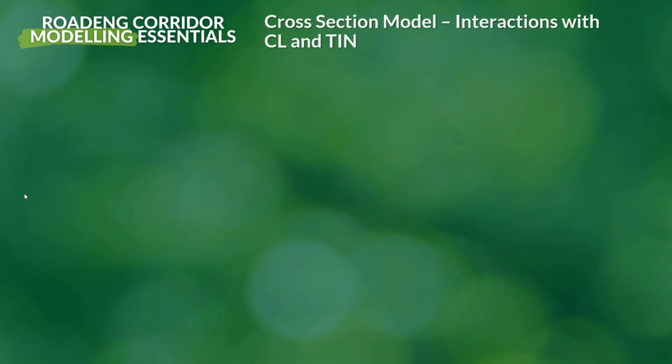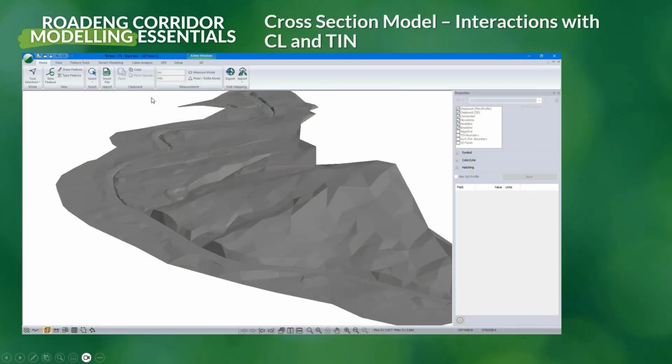Okay, our next concept is all about the cross-section model and its interactions with the center line and the tin. So let's just explain this one through a few images. Here we have that tin surface that we literally just stepped through. So we've created a tin surface. Now we can add a center line on top of it.